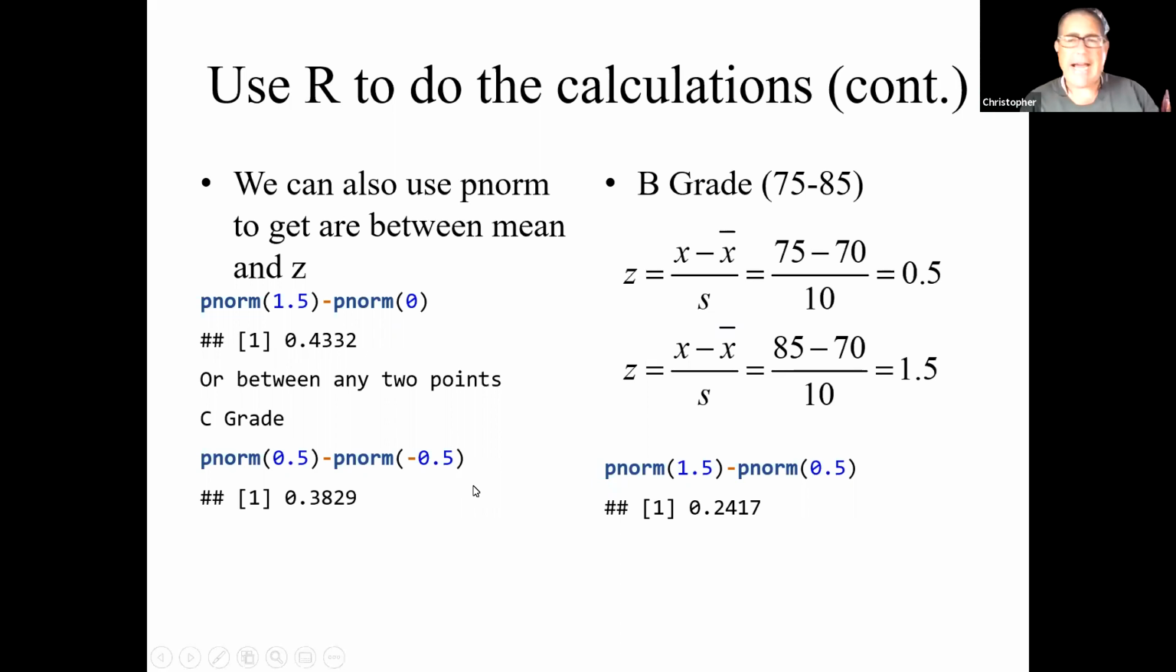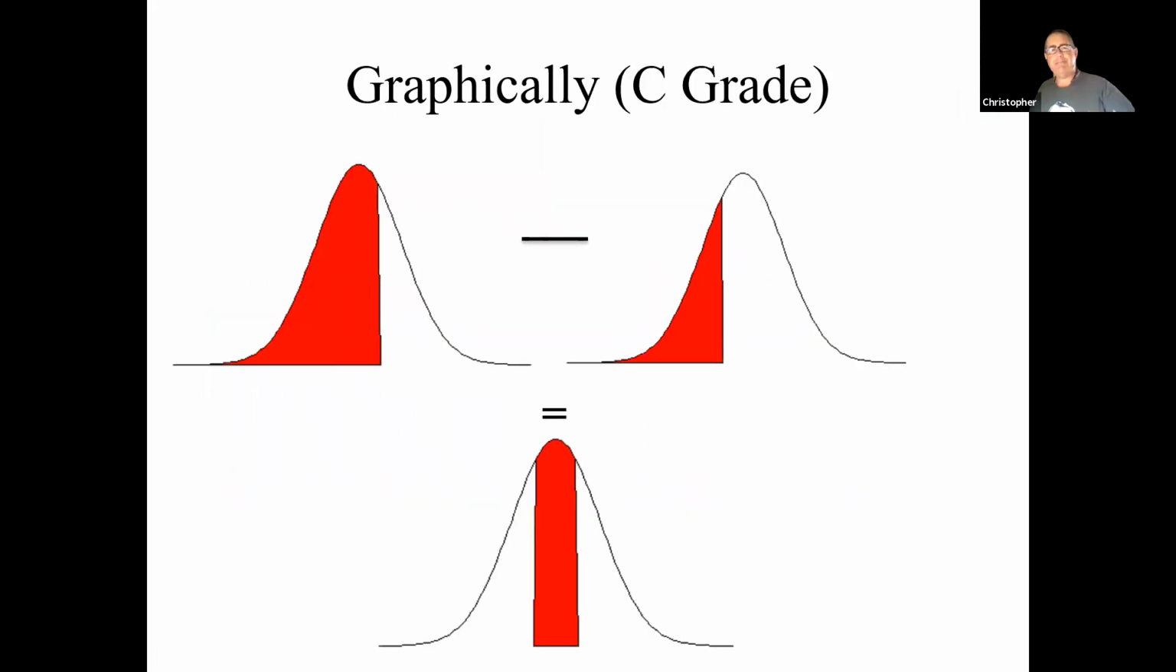It might be useful to sketch this out a little bit so that you get a sense of what you're doing. Graphically, what we did here, that's pnorm of 1.5. pnorm of, this is for the C grade. We've got pnorm of 0.5 on the left-hand side. On the right-hand side, that's what it would look like for negative 0.5, and then the middle is what the actual area is for the C grade. So we're simply taking one chunk, subtracting out what the other chunk is, and what's left over is what's going to represent that C grade in this case.